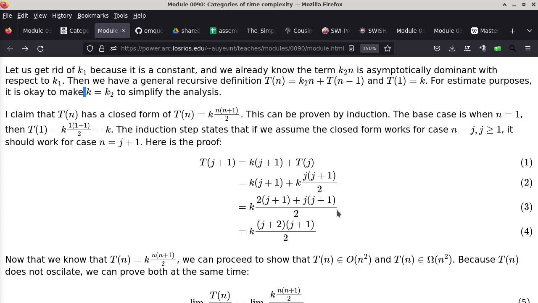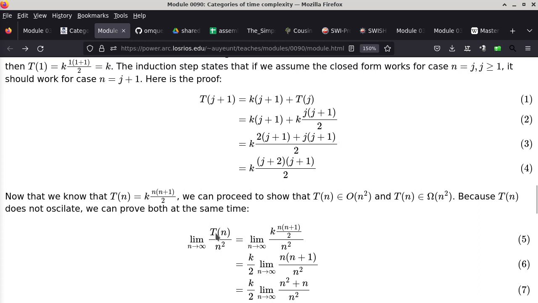So we end up with j plus 2 times j plus 1, the whole thing divided by 2, and this whole thing also has to be multiplied by k. But that's exactly the end result that we would like to see when we're trying to compute T of j plus 1. So therefore, we have proven that T of n being k times n plus 1, the whole thing divided by 2, is the closed form of the time it takes to perform selection sort. Is that okay so far?